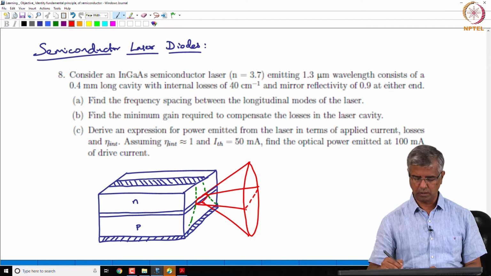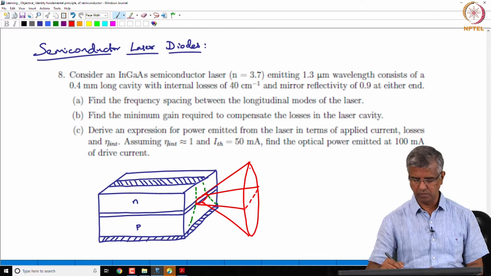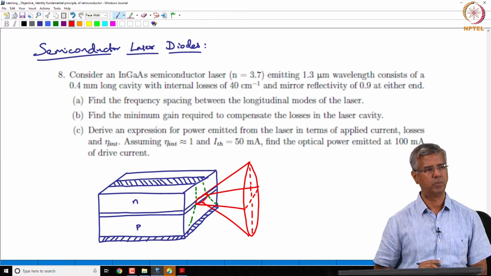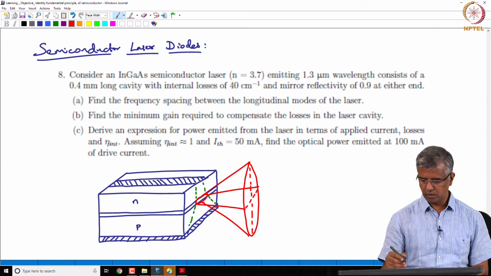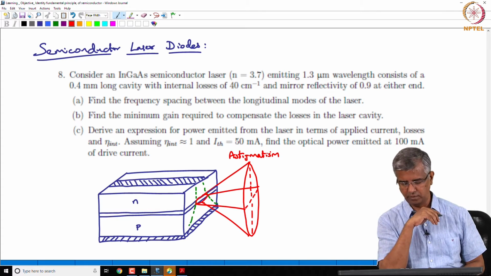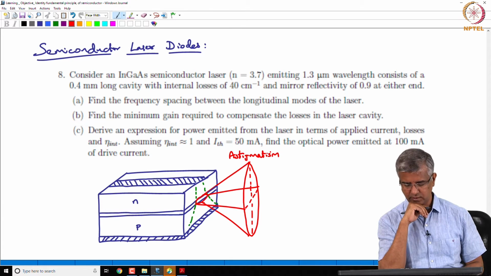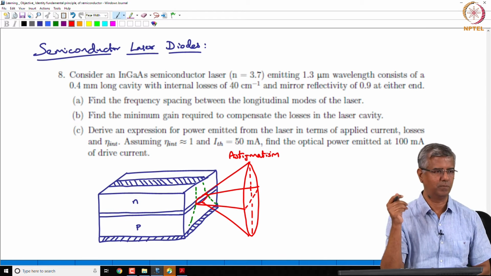In the horizontal direction it will not have much divergence, but in the vertical direction it will have much more divergence. This is actually something called astigmatism. If you go to an eye checkup, your ophthalmologist may tell you that you have some astigmatism. So, what does that mean?